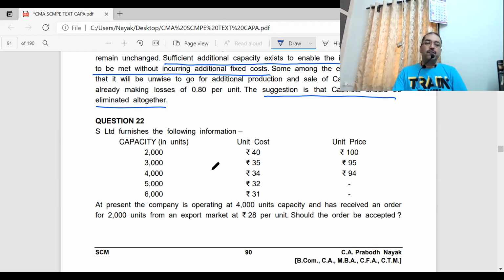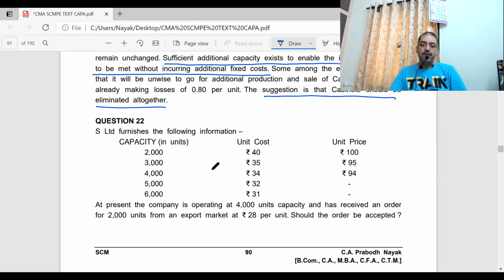As you start producing more, your cost per unit will decrease. Obviously, as you are producing more, the per unit cost will reduce. Why? Because total fixed cost, which remains the same, when divided by more number of units, per unit fixed cost will come down. So overall cost per unit will come down. And as you are selling more, you will be able to sell more when you give a discount. So when you are selling less, you are selling at 100 rupees.